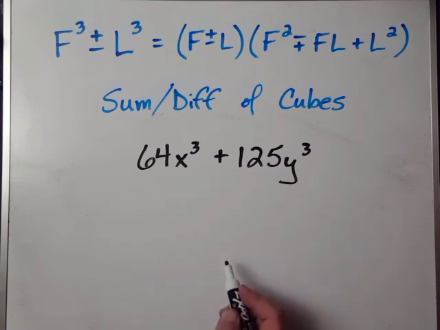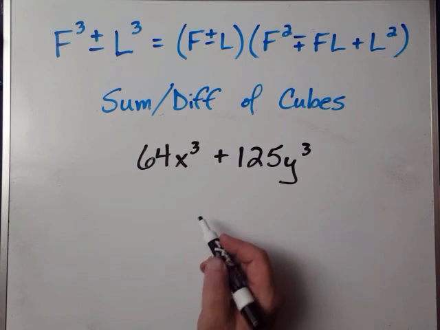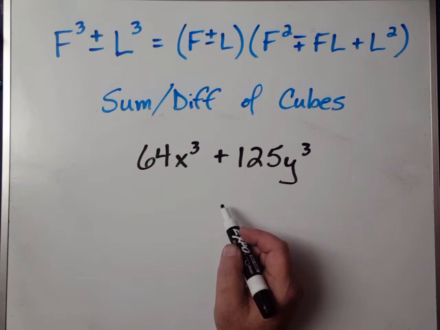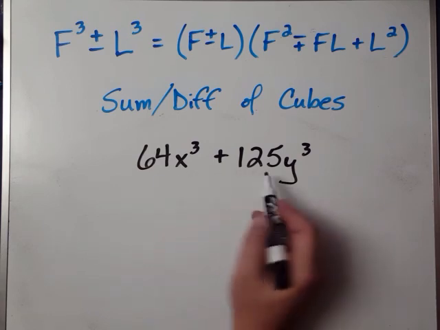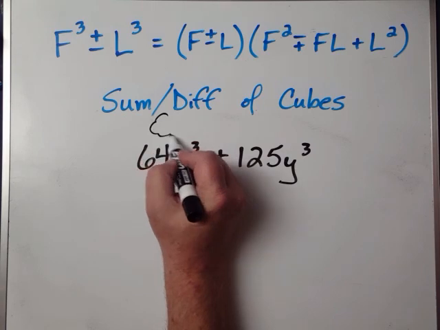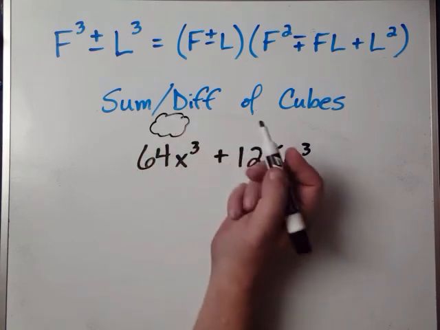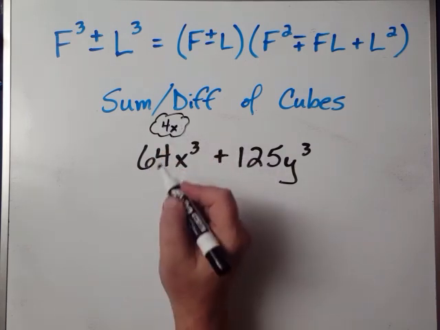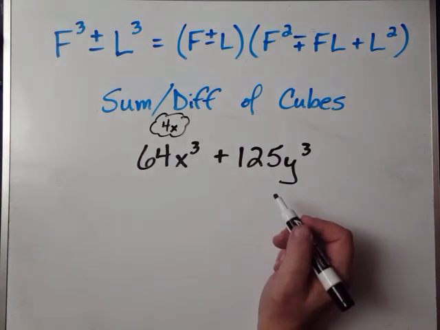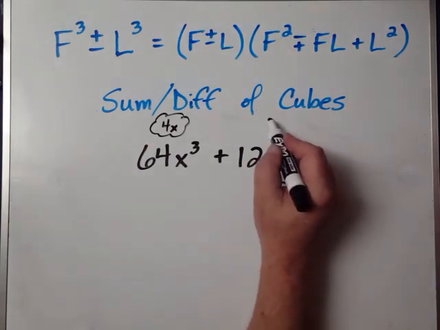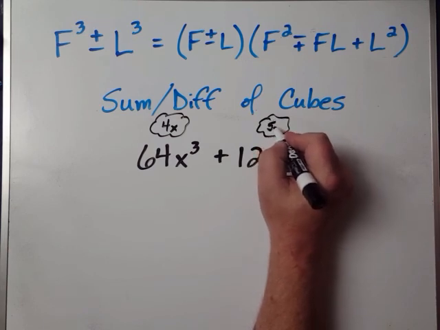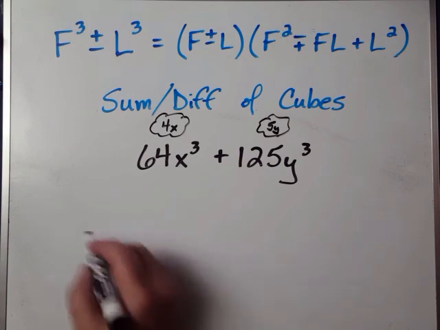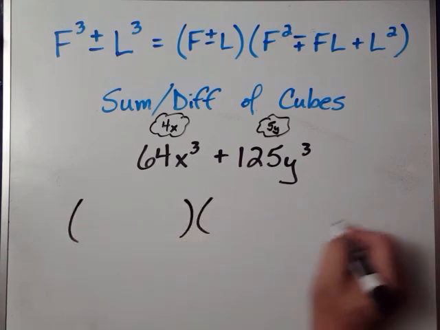Now, seeing that this is a binomial, I have to wonder, is it a difference of squares that I can factor? Is it a sum of squares that is prime? Or is it perhaps a sum or difference of cubes? This looks like a sum of cubes because this first term is the cube of 4x. Very careful. 64 is a cube and a square. It's the square of 8, but it's the cube of 4. This last term is a cube. It is the cube of 5y. So this is a sum of cubes, and it will factor as a binomial and a trinomial.